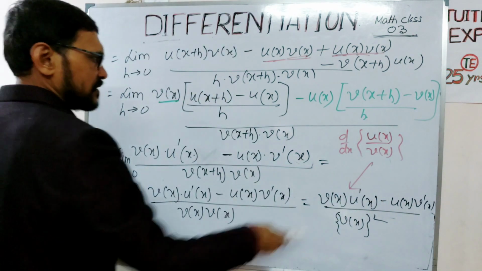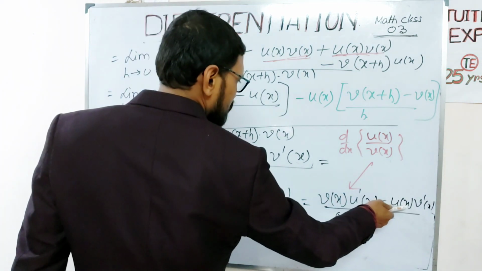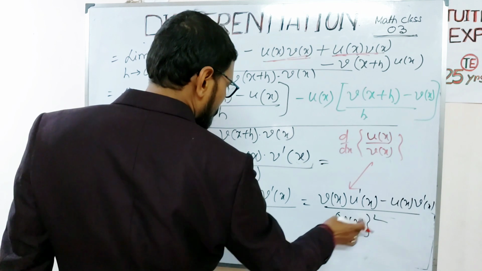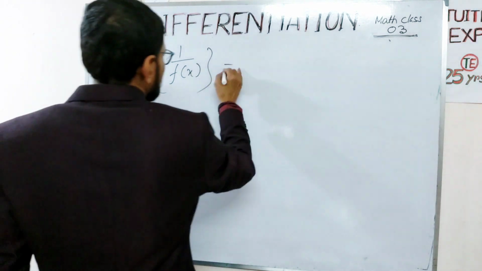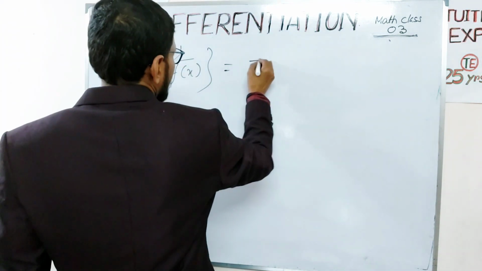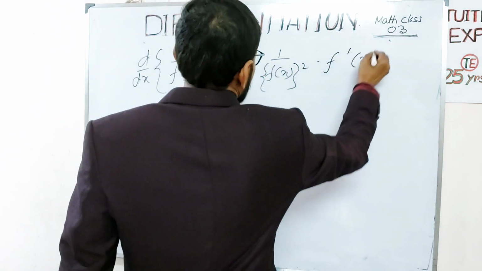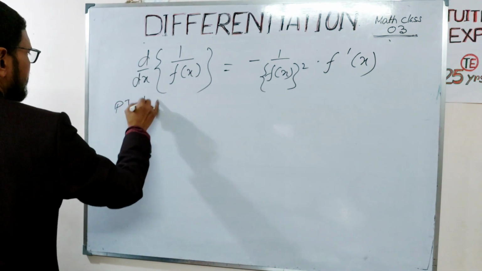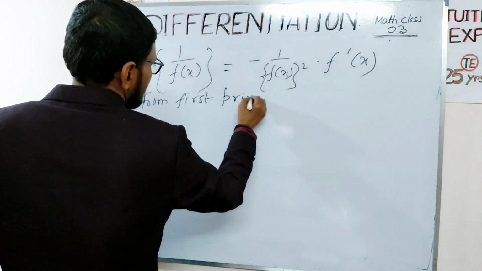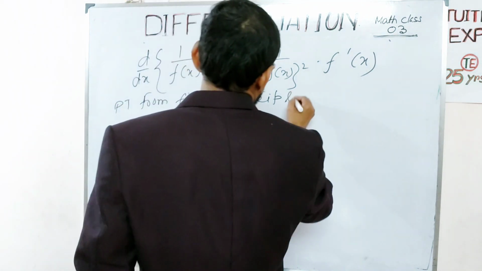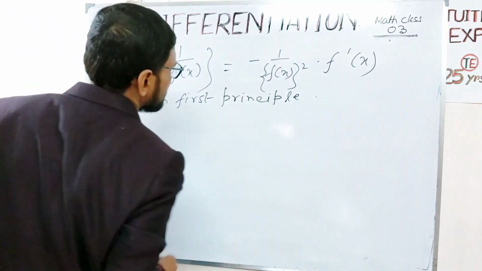In this formula, the numerator is u x, so the first derivative is u dash x into v x minus u x v dash x, by square of v x. Now, d by dx of 1 by f x equals minus 1 by f x whole square into f dash x. Prove that from first principle.